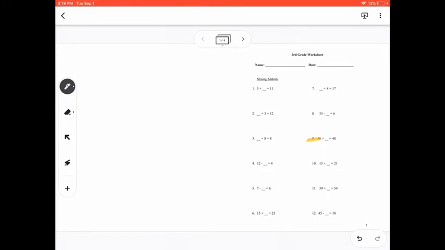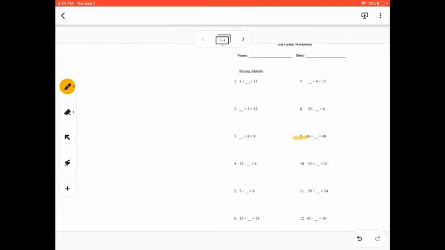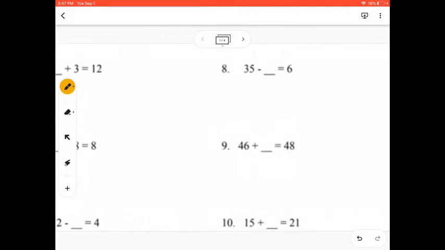We are only going to go over the ones that I highlighted, and the rest you can do on your own. You can use my example as a guide while you are doing your own problems. So let's start off with page 1, missing addends, and I highlighted number 9. Number 9 is 46 plus blank equals 48.